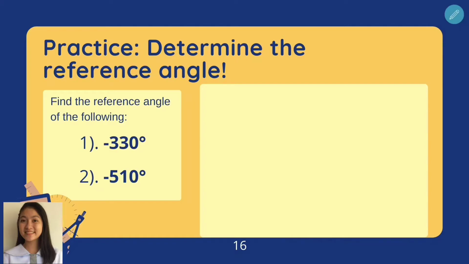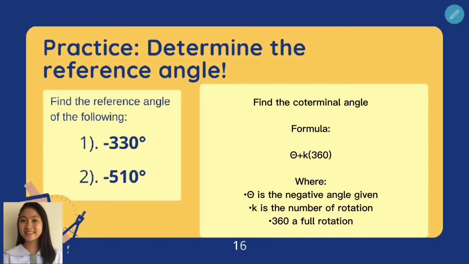But what if the given angle is a negative angle? We will have a different formula in determining the reference angle of a negative angle. First, we need to find the positive coterminal angle, and second, use the coterminal angle to get the reference angle: theta plus k times 360. Coterminal angles are angles that have the same initial and terminal sides. In theta plus k times 360, theta stands for the negative angle given. K is the number of rotations and 360 degrees is constant in this formula because that is the measure of a full rotation.